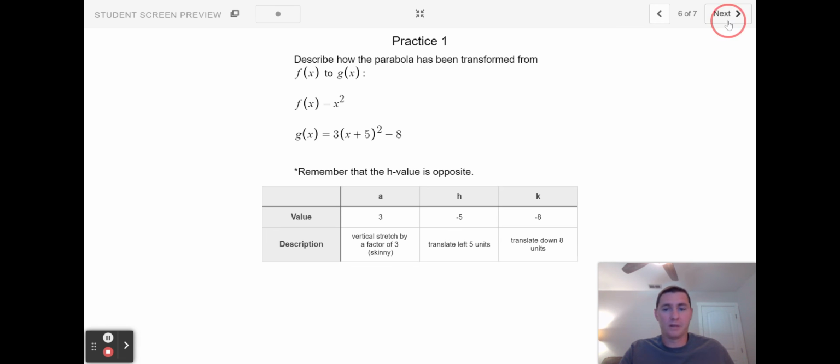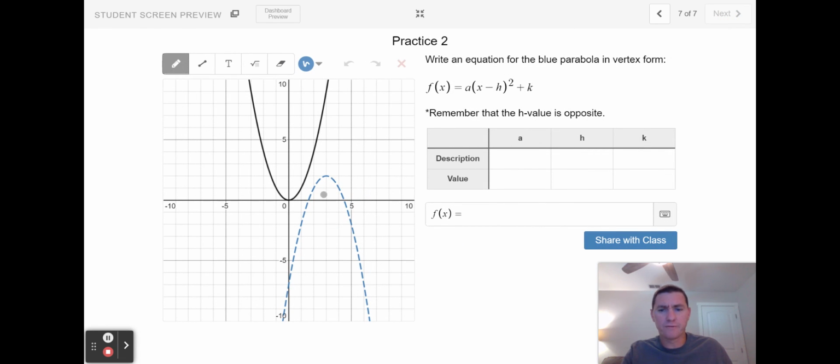All right, let's look at one more example. Write an equation for this blue parabola. To do that, I'm going to look at the vertex. So how do we get from one vertex to the next? Okay, well, the first thing I notice is I'm going to go to the right 3 units. So that belongs with the h. I'm also going to go up 2 units. That's my k value, up 2 units.